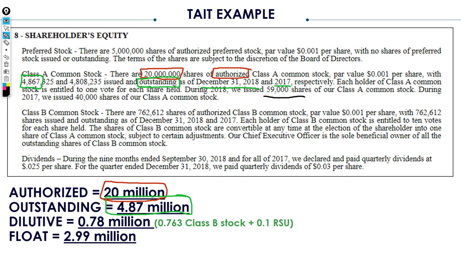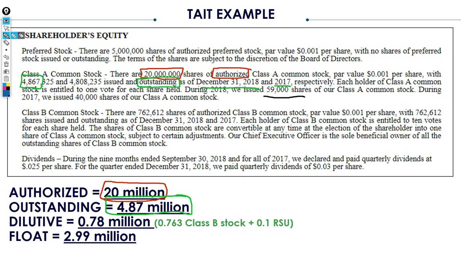And then we have this section here, Class B common stock. And remember, we're only looking for two other figures here, dilutive and float. Okay, and really just dilutive from this SEC filing. So as you can see, it says there are 762,000 shares of authorized Class B common stock. And you might look at this right off the bat and think, okay, that's authorized. So let me just add it to the authorized number. Wrong. Okay, this is a different class of common stock.